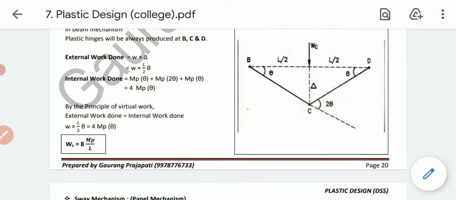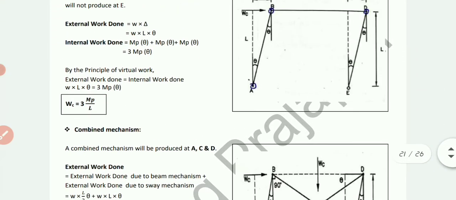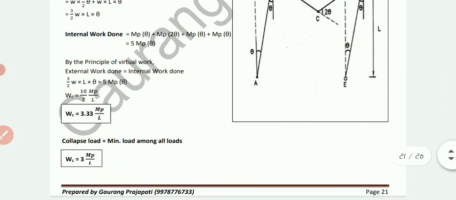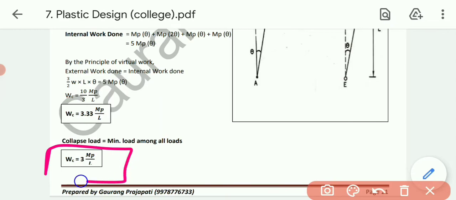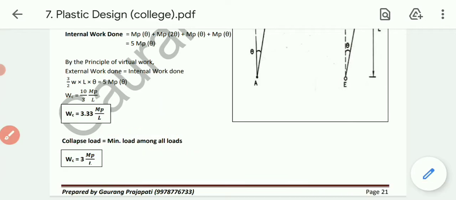So the beam mechanism answer is 8 MP by L, then sway is 3 MP by L, and the combined frame is 3.33. So ultimately the minimum answer is obviously 3 MP by L. The collapse load equals the minimum load among all the loads. So the answer is 3 MP by L. Okay, so this is the first example.